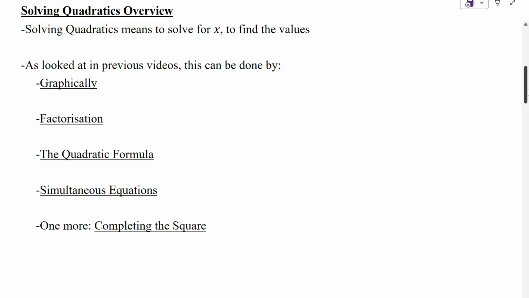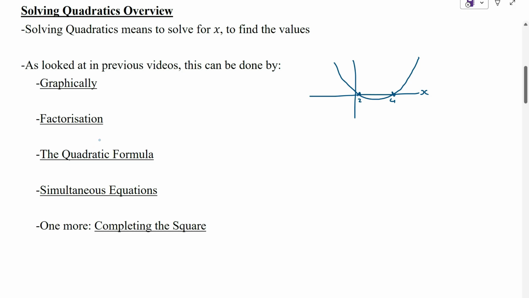So just a quick overview. When we are asked to solve for x, that means to find the values for x. And there are a few different ways that this can be done. One of the examples is graphically. So, for example, if we had a quadratic graph here, we would be able to solve for x by finding the two solutions for x where it crosses the x-axis. So for example, if this was 2 and this was 4, they would be our solutions for x.